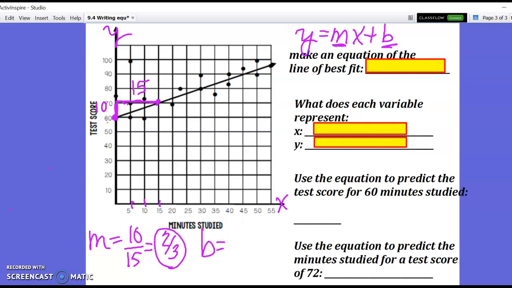The next thing I'm going to calculate for my line is my y-intercept. So where is this line touching the y-axis? Right here at 60. So the equation for my line of best fit is y equals 2/3 x plus 60.